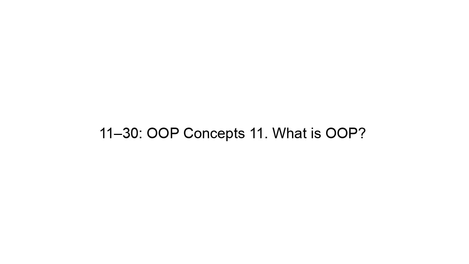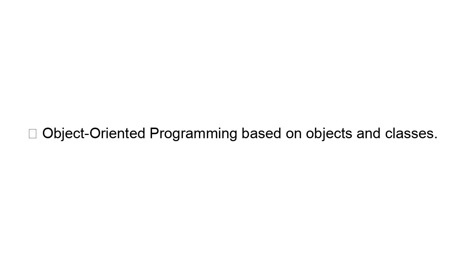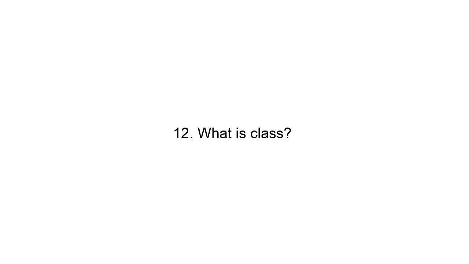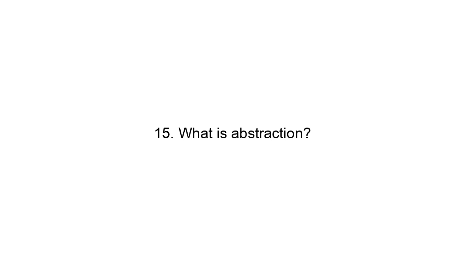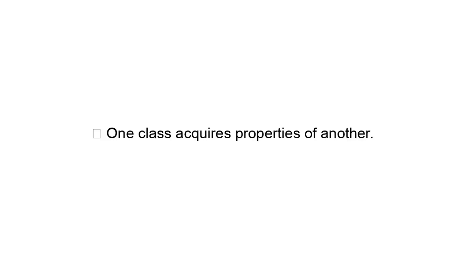OOP concepts. 11. What is OOP? Object-oriented programming, based on objects and classes. 12. What is a class? Blueprint of an object. 13. What is an object? Instance of a class. 14. What is encapsulation? Wrapping data and methods together. 15. What is abstraction? Hiding implementation details. 16. What is inheritance? One class acquires properties of another.